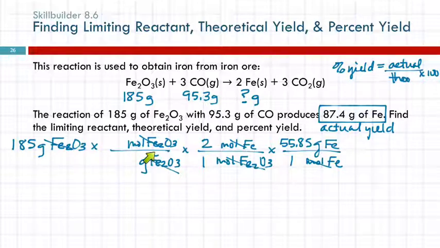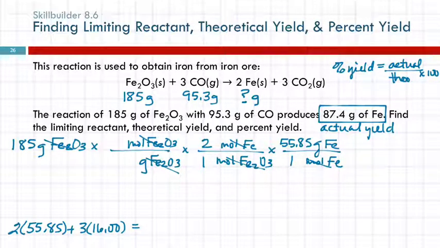And then I'm going to have to calculate this. So 2 times the mass of iron plus 3 times the mass of oxygen. Two times 55.85 plus 3 times 16, 159.7 grams per mole for the iron oxide. So 1 mole weighs 159.7 grams.